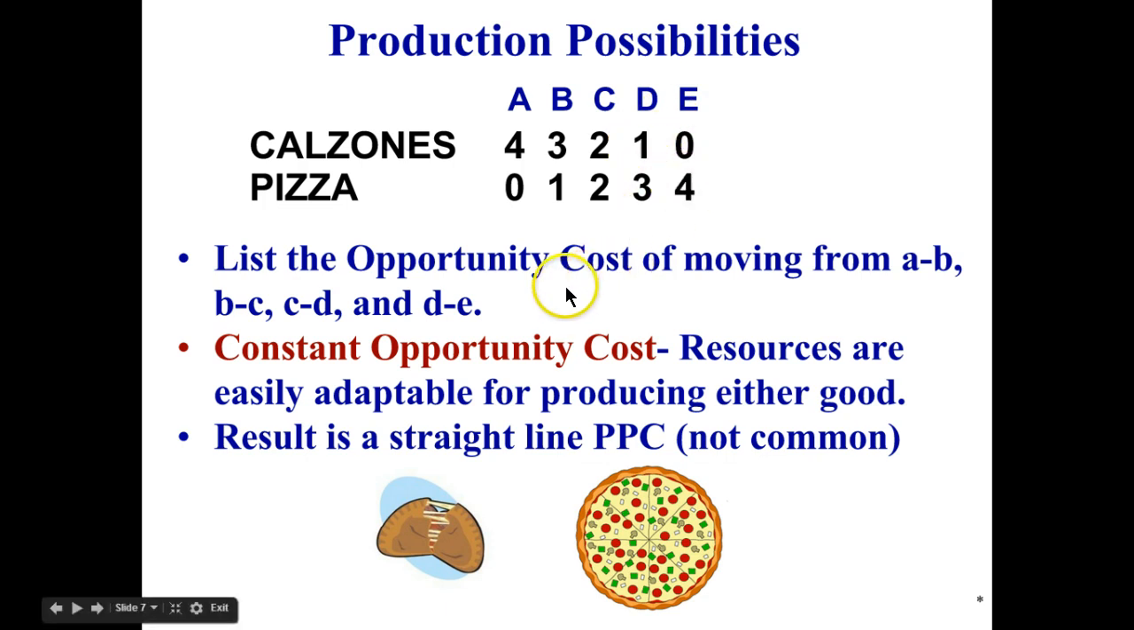I'm starting to sound like a broken record, but I'm trying to make a point. And you'll notice that that was a constant opportunity cost, right? And essentially that means it was 1 to 1. And evidently, in this particular society, the resources were such that they could be easily adaptable and they could make either one of those products. Now, that's really not very common, but you still need to understand that there is such a thing, and I wanted to show you that. And so what that means is that you'll see that it results in a straight line.